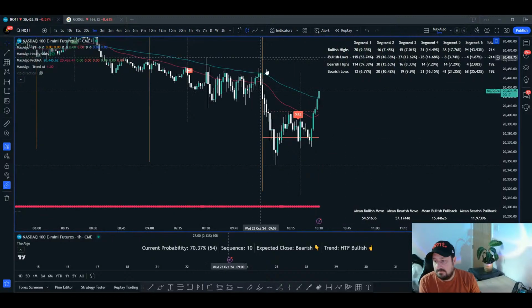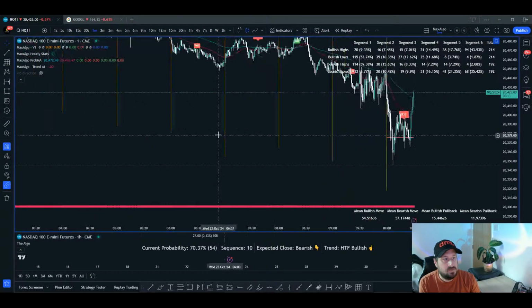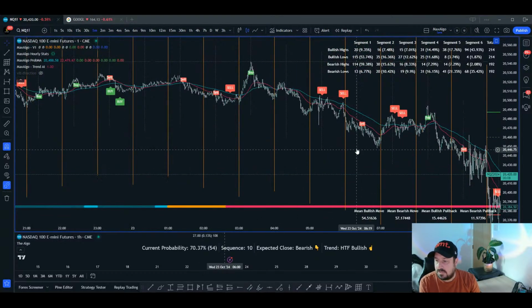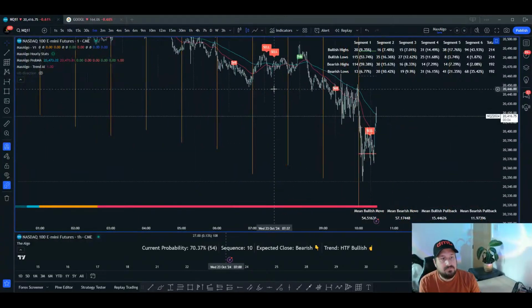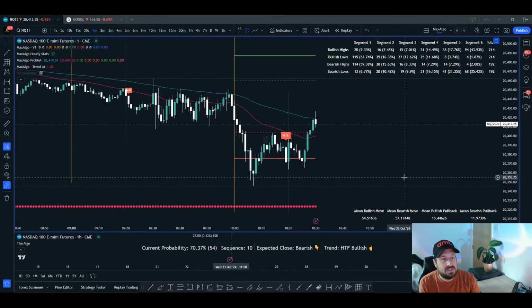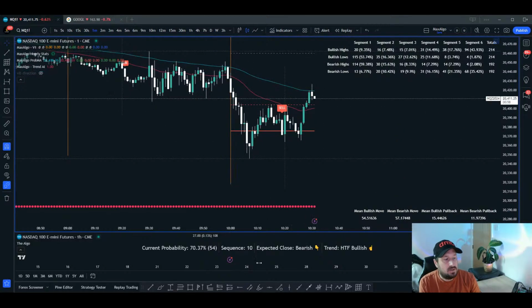So obviously, we're jumping in near the end of trends, right? We want to be using that transition and using the early sequences to get us in and to take our trades. So at the moment, obviously, this is still expected to close bearish, still 70%, so 54.